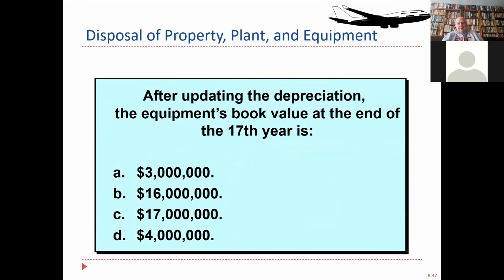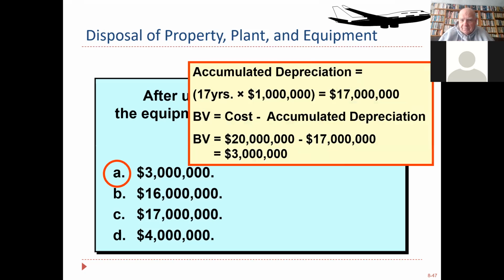After updating the depreciation, what is the net book value at the end of the 17th year? Well, we bought the equipment for 20 million, and we've now so far depreciated 17 million. So the answer better be A. That is your balance in the accumulated depreciation. So the book value is 20 million minus the 17.